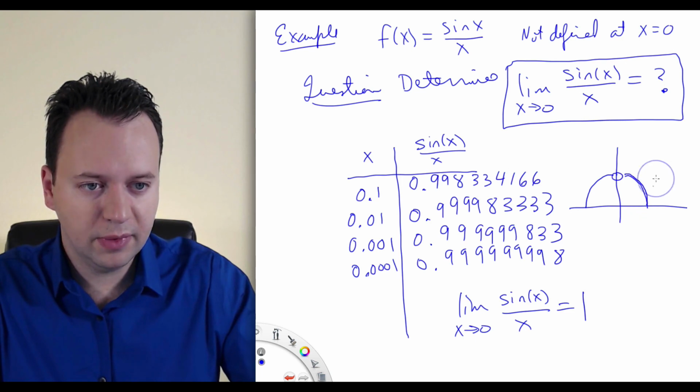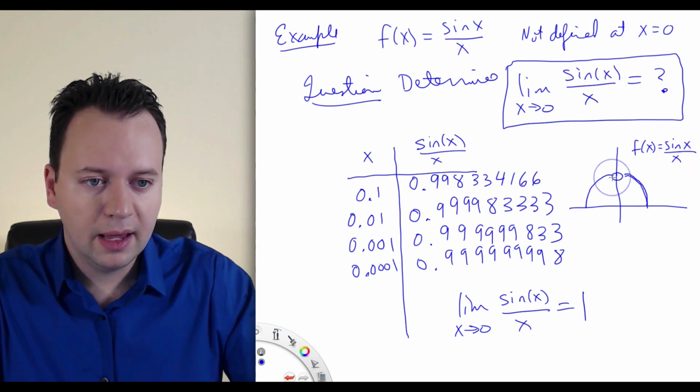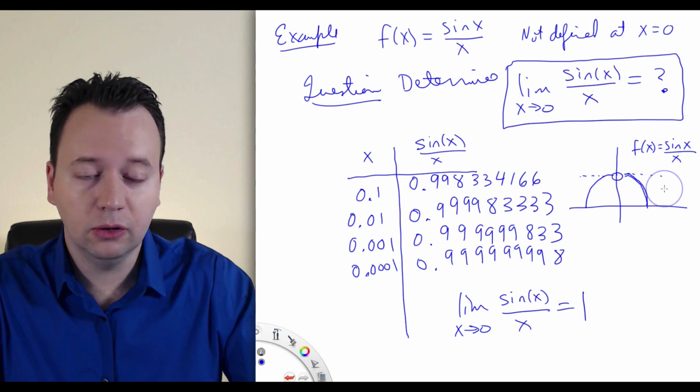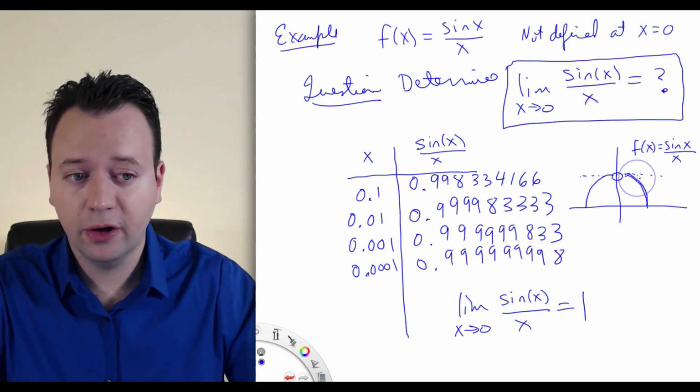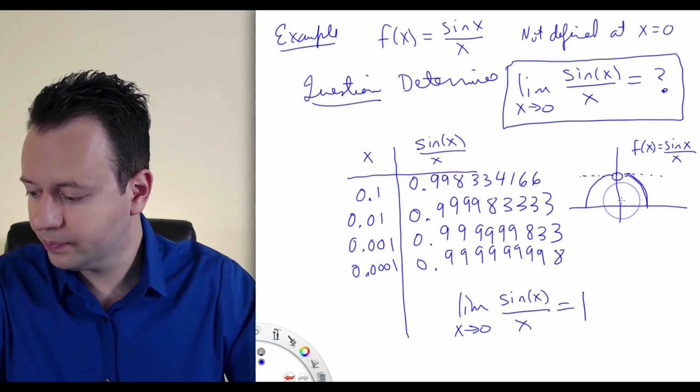And if you want to look at a graph of this function, it looks like this. It's supposed to be symmetric, but this is the graph of sine of x over x. And you see that there's a hole in the function exactly at y is equal to 1. So if you were to fill in the function at that point, you should choose f of 0 is equal to 1.